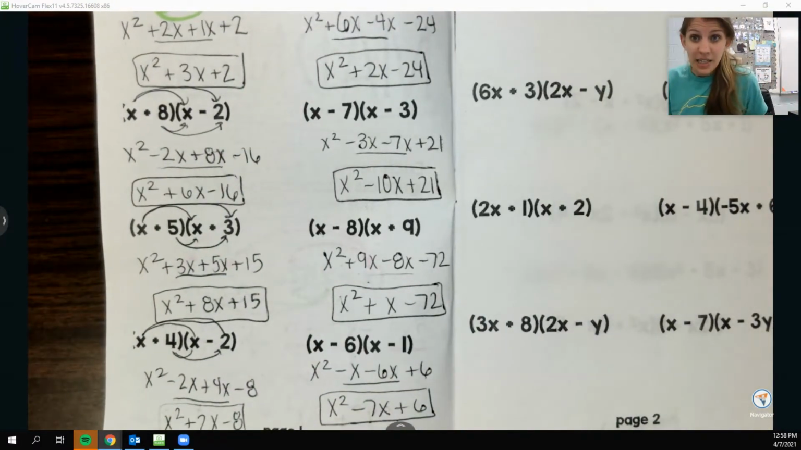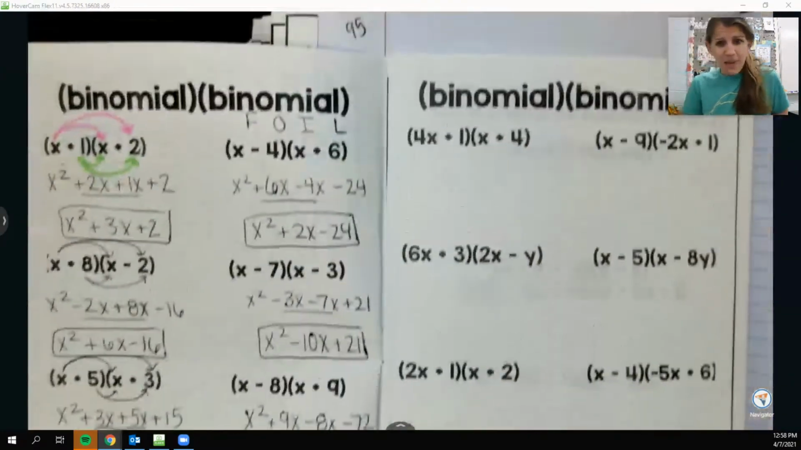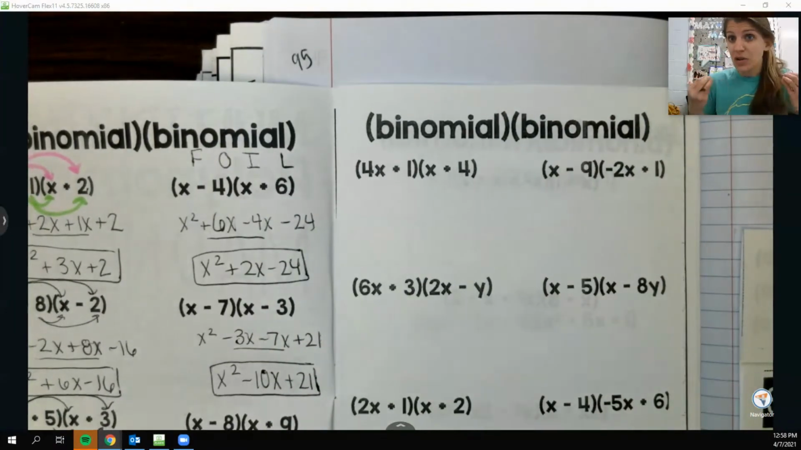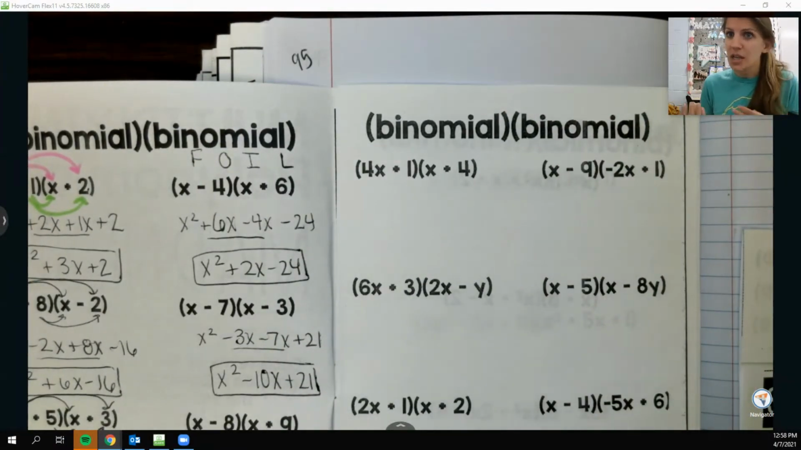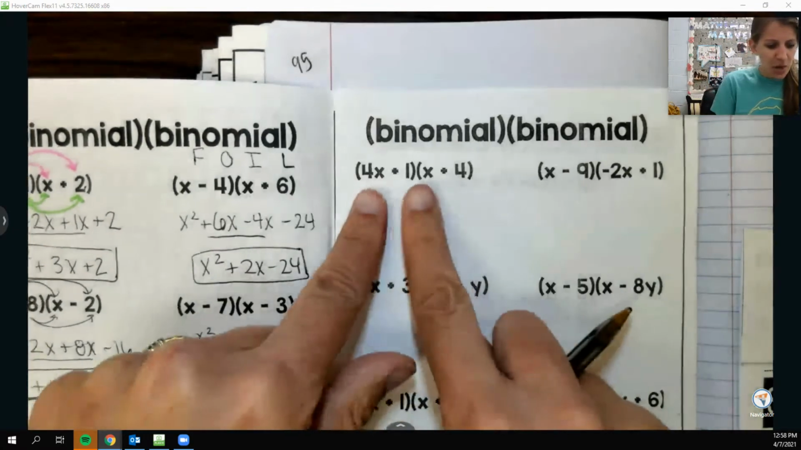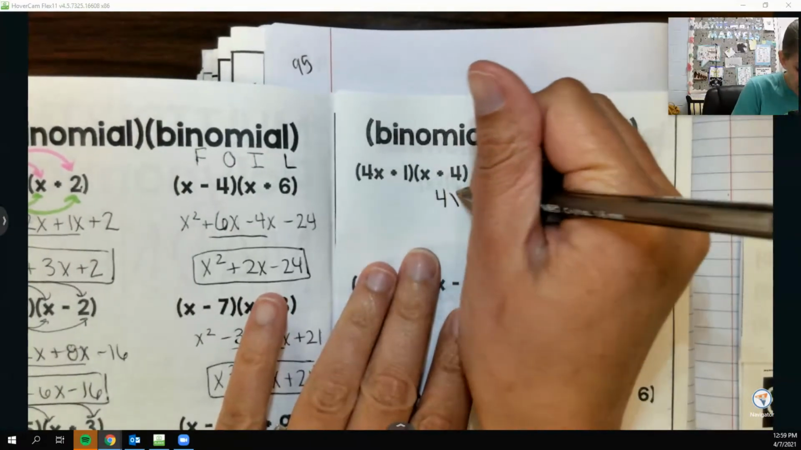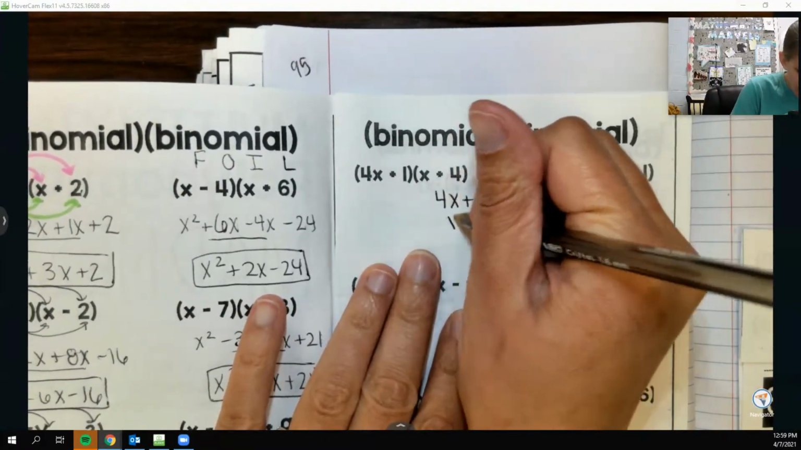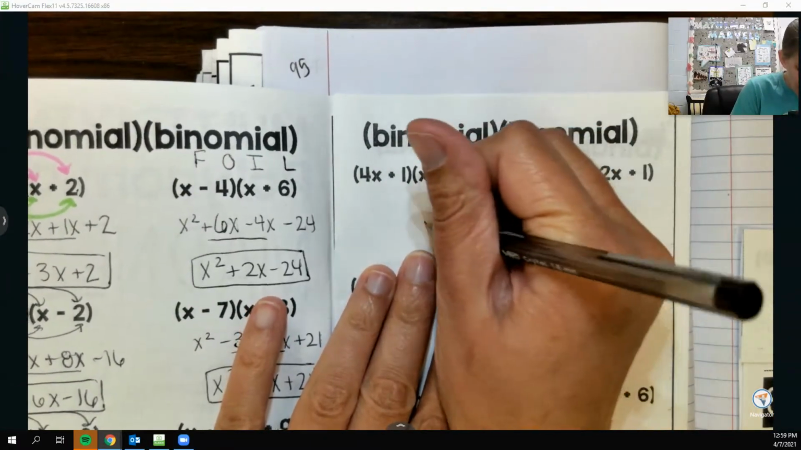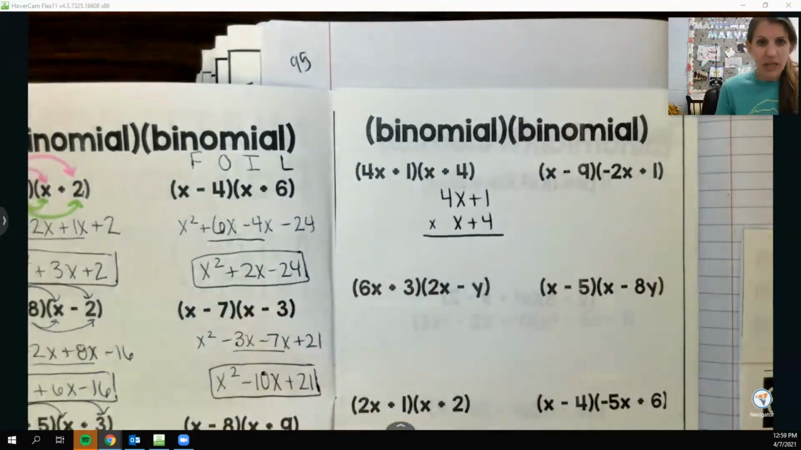Now, another way that I like to do it is thinking back to when I first learned how to do big multiplication, like 2 numbers by 2 numbers. You sort of stack them. So I could take my binomial and rewrite it, where I put 4x plus 1 on top and then x plus 4 on bottom like this. And I do some old school multiplication.